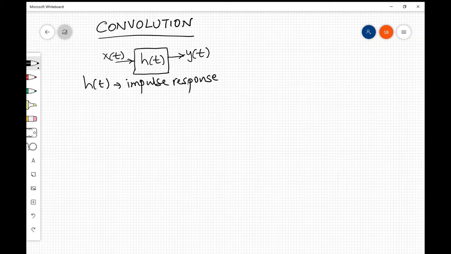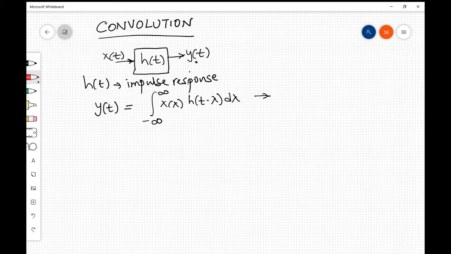That's basically something that characterizes the system. For that system, if we give an input of x of t and that results in an output of y of t, then we have this expression which sets up a relationship. y of t is essentially the integration from minus infinity to infinity of x of lambda and h of t minus lambda d lambda. So this is called the convolution integral.